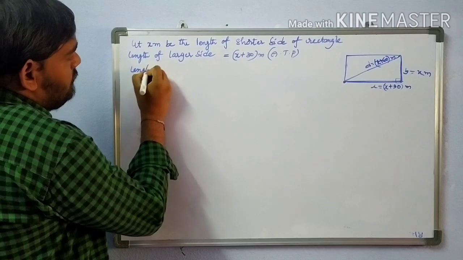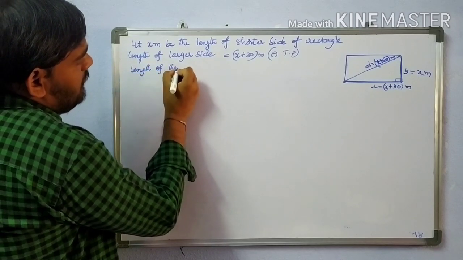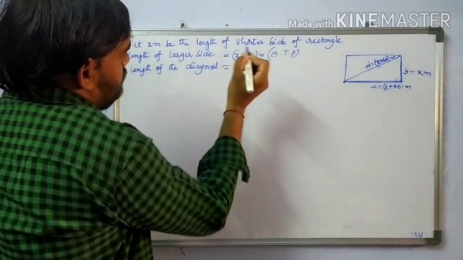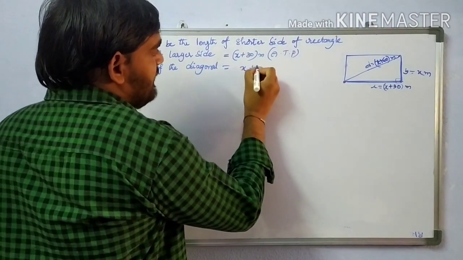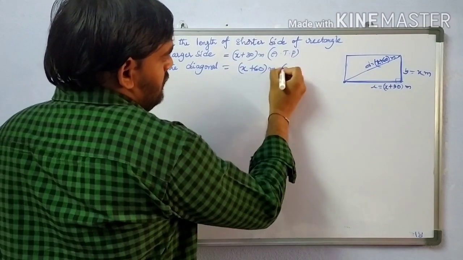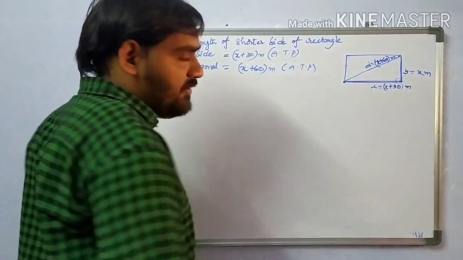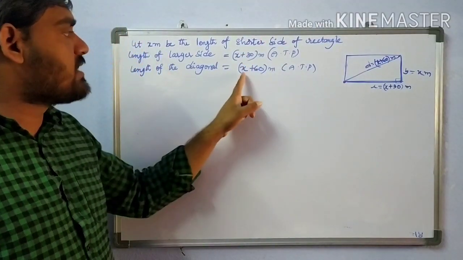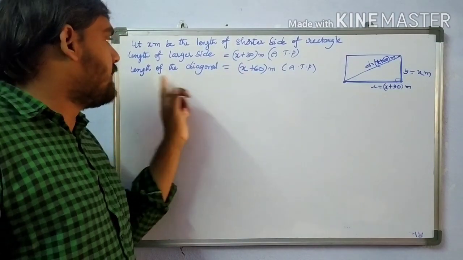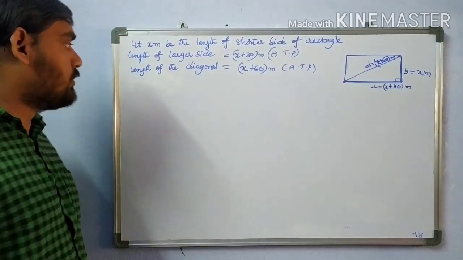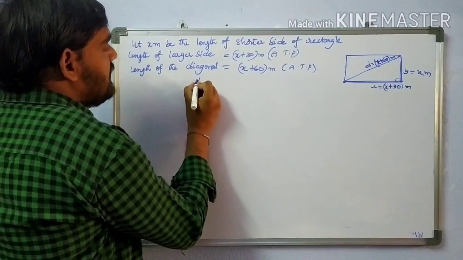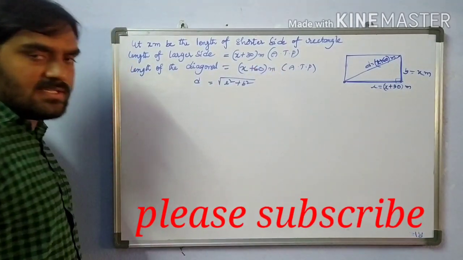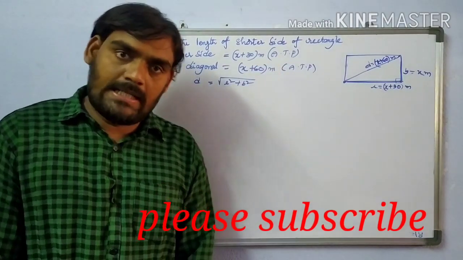Next, the length of the diagonal is equal to X plus 60 meters. According to the problem, the length of the diagonal is 60 meters more than its shorter side. So the shorter side length is X, and the length of the diagonal will be X plus 60 meters. Normally the formula is D equals square root of L square plus B square. This is the general formula to find the length of the diagonal of a rectangle.